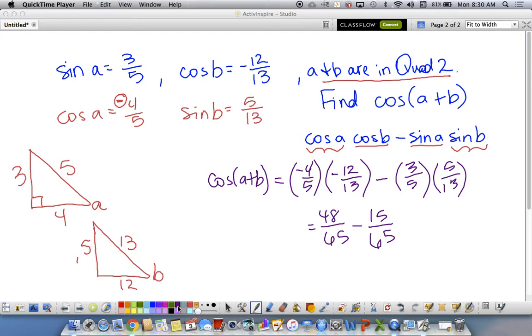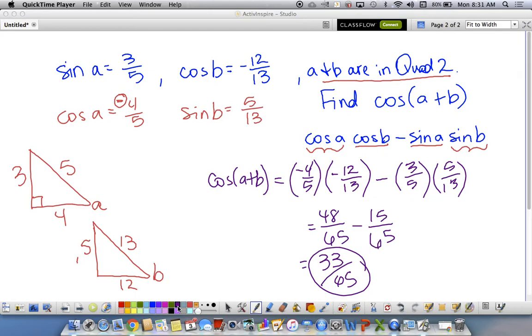So what's 48 65ths minus 15 65ths? 33. Sorry, I'm saying 32. I'm pretty sure. Oh wait, will it reduce? Why? Should we check? 6 plus 5 is 11. I'm pretty sure 3 is not going into the 11. Yes? So what is cosine A plus B? 33 65ths. And we are done.